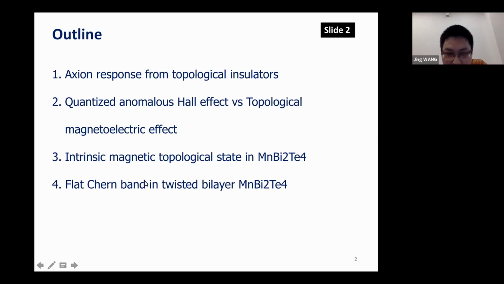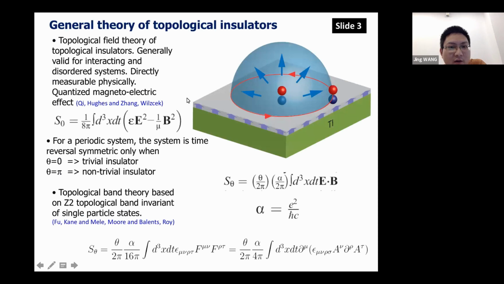From the general theory of topological insulators, we know that besides this conventional Maxwell Lagrangian, we have an additional term which can take the form of E dot B with the theta term. You can see that this term has a rotational symmetry. For this conventional Maxwell action, when you apply an electric field, you get a charge perturbation. When you apply a magnetic field, you get a magnetization.